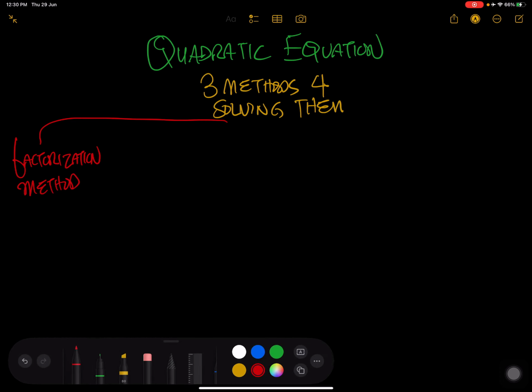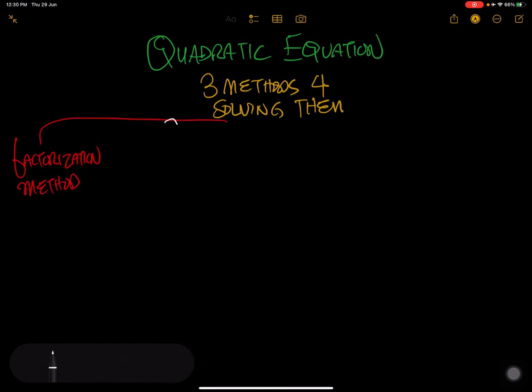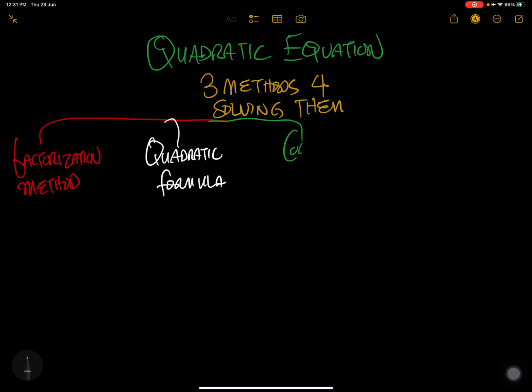The next one is known as the quadratic formula. And then the last method is known as the completing of squares method. Right. So there are three methods.